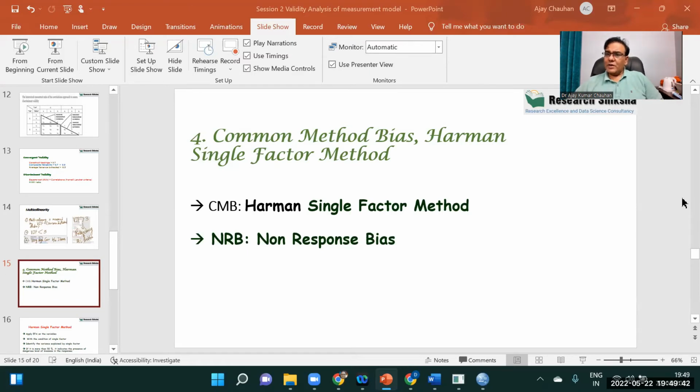Late respondents are those people who initially declined to respond, but because we have to pursue them many times, after some time they become ready to give the response. So the early respondents are the normal respondents. The late respondents are non-respondents. Initially they denied, but because of the pursuit, they're ready to give the response.